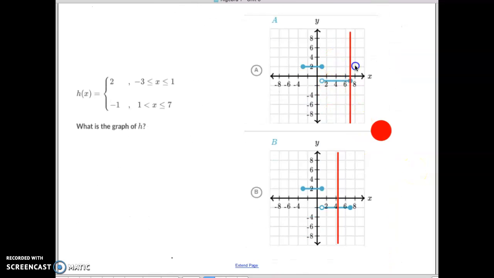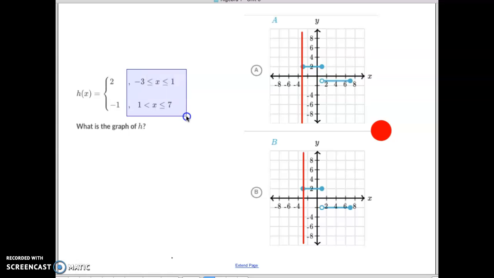Notice that this one lines up at 7 and 7. These two both line up at 1. These two both line up at 1. This one lines up over here at like -3. This one lines up here at -3. So hey, everything looks the same. All of these boundary points we were just talking about are the same. So it has to be the other thing then. It has to be the answer.